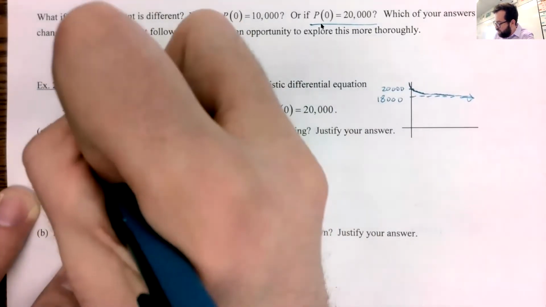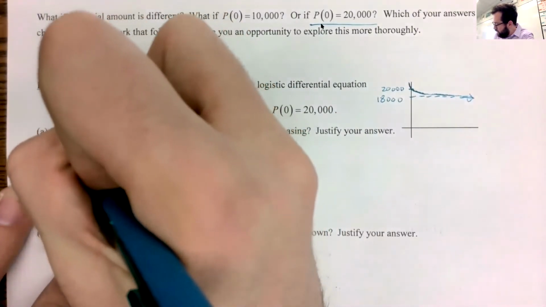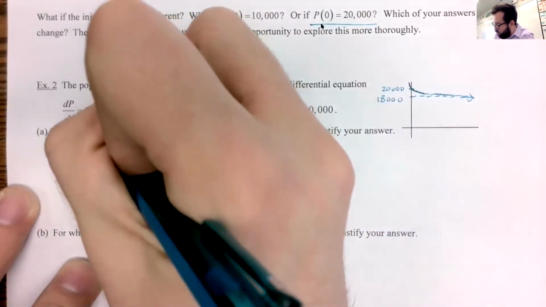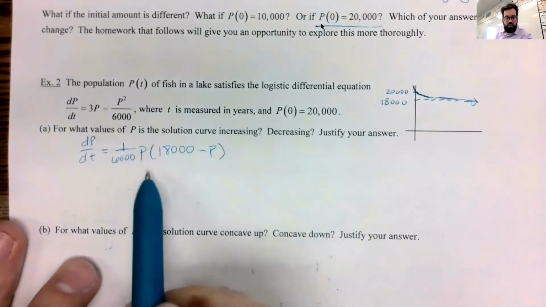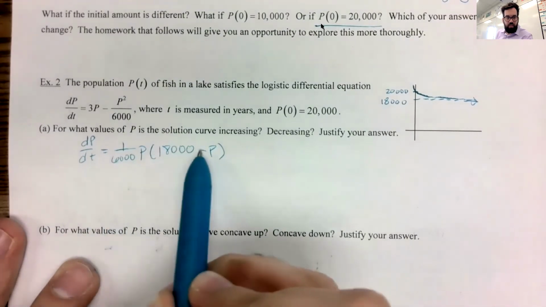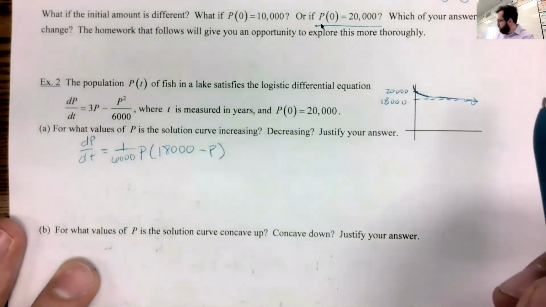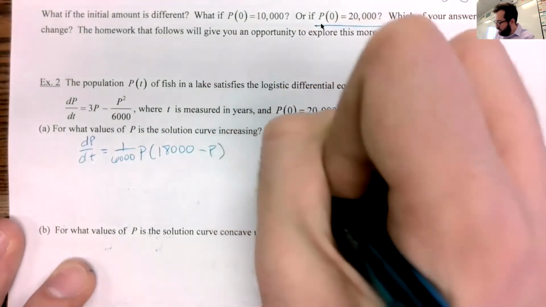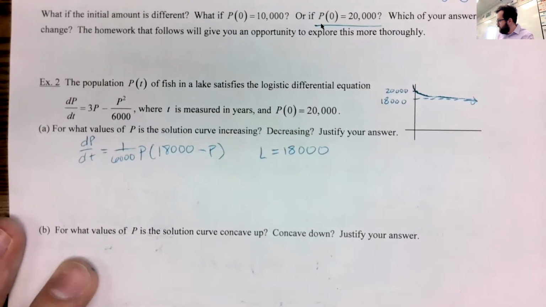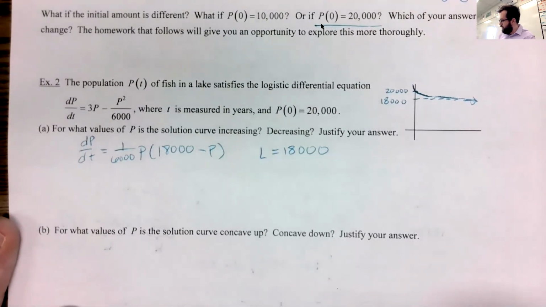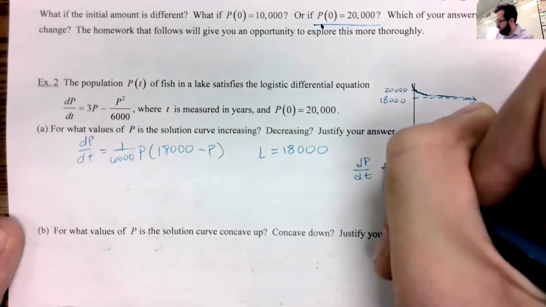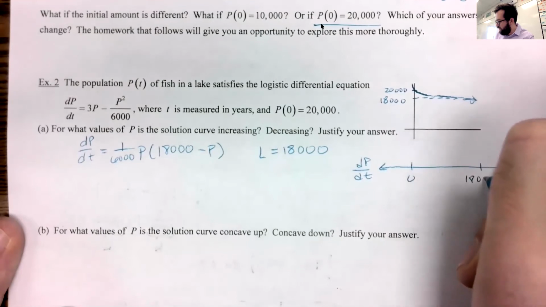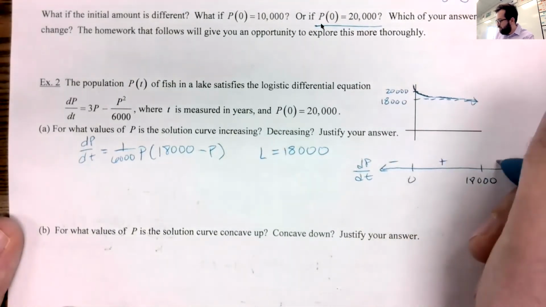So we already know that dP/dt, when we factor everything out, we get 1 over 6,000 P times 18,000 minus P. Remember, we wanted to get this into a situation where we have something times P and then something minus P in parentheses. We already know that L is 18,000, the carrying capacity. And so let's just study this sign chart really quickly. It's the same sign chart that we already had. We had critical points at 0 and 18,000, and we went minus, plus, minus.